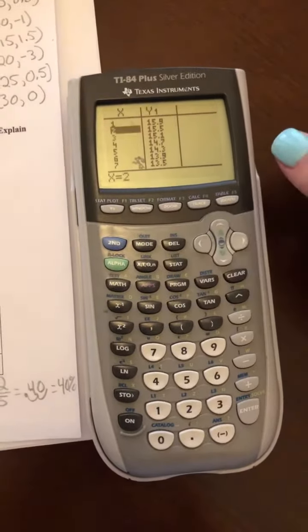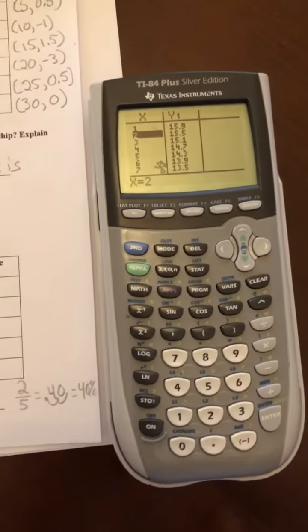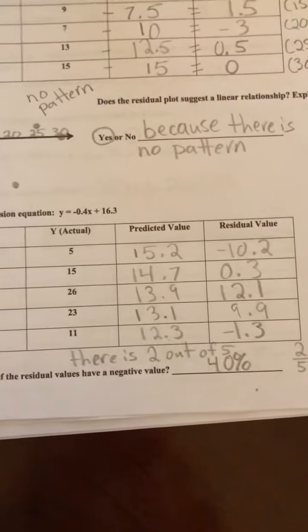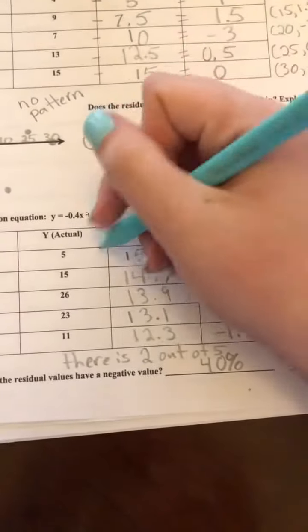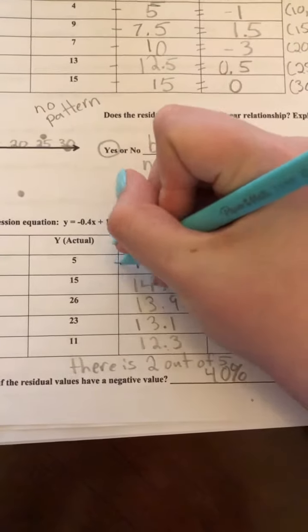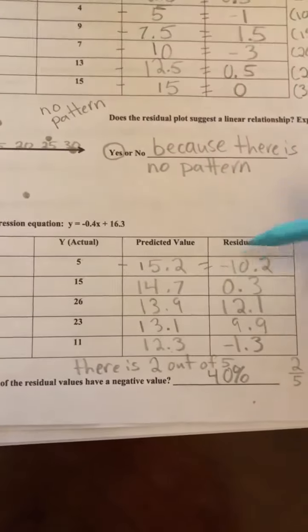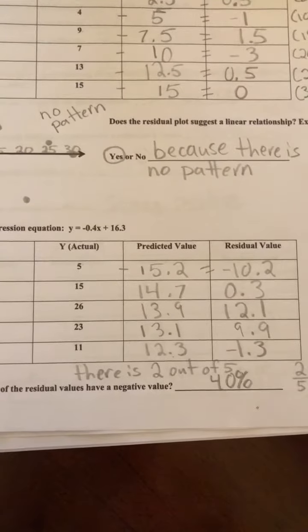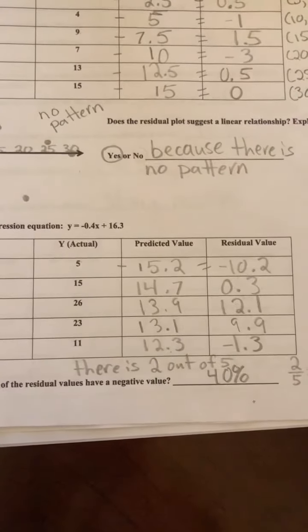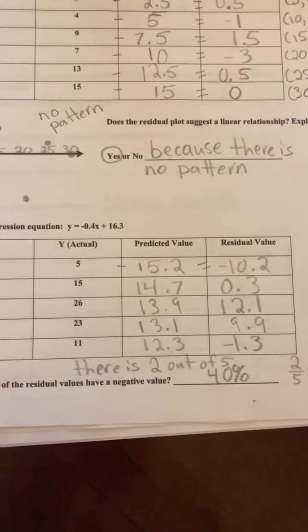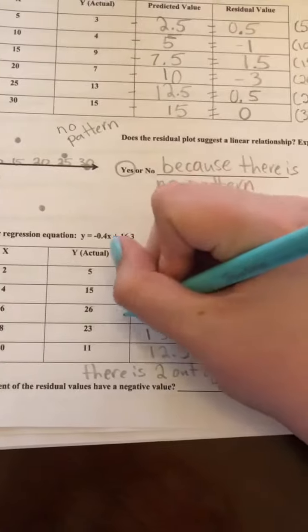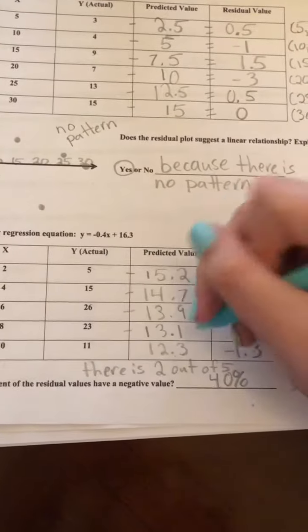Once I have this, I'm going to go in and copy down the correct y values according to which x values were given on the table. Once I do this, I've got to subtract. So 5 subtract 15.2 gives me that negative 10.2. And it goes on like that.